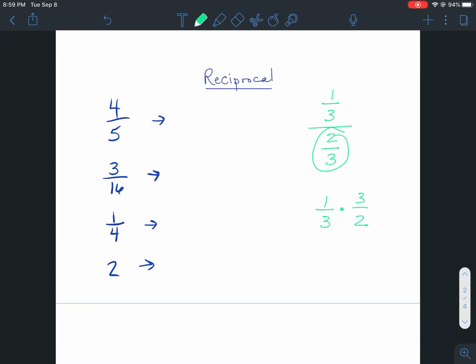So if you look at the first fraction here, the 4/5, the reciprocal would be 5/4. 3/16, if I flip that, the reciprocal would be 16/3. The reciprocal of 1/4 would be 4/1, which when you have 1 on the bottom, you can reduce that to just 4. And then the last one, anytime you have a whole number, to make a whole number fraction, you put it over 1. So the reciprocal of 2, which then is 2/1, would be 1/2. So again, the reciprocal is taking a fraction and flipping it.